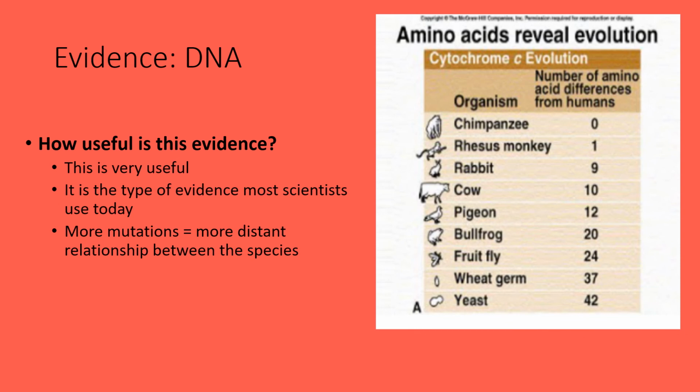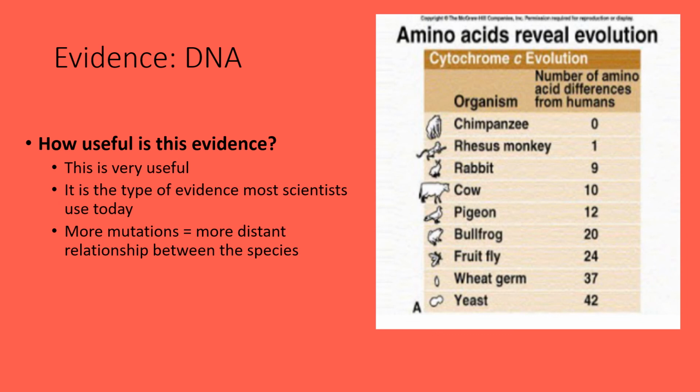Again, this is not saying that humans evolved from chimpanzees and rhesus monkeys. It says that there was an animal at some point in time, and from that animal, humans evolved, and from that animal, chimpanzees also evolved. So they both evolved from the same animal, which is their common ancestor.